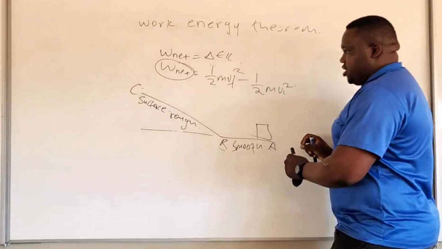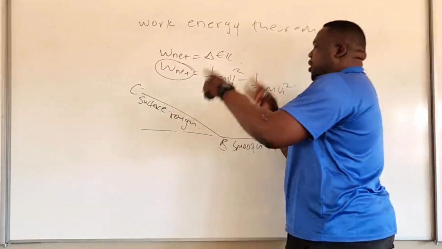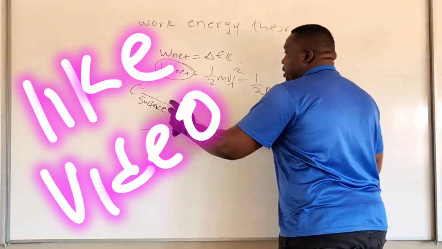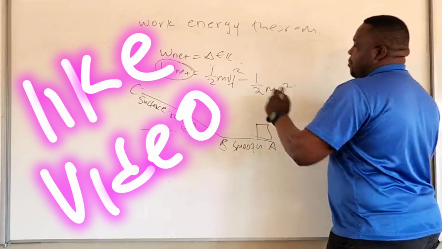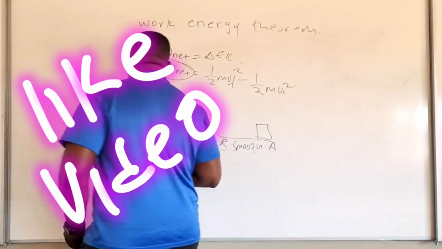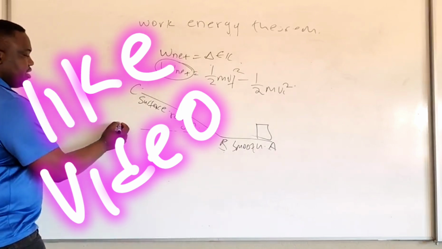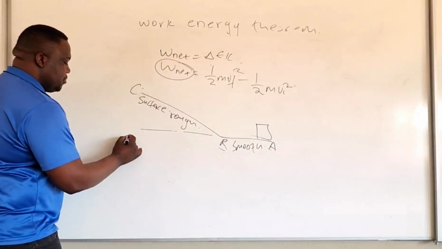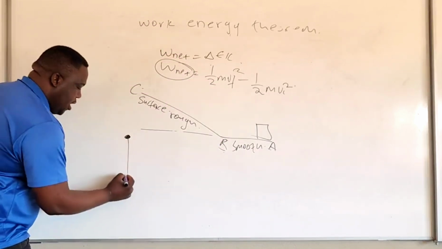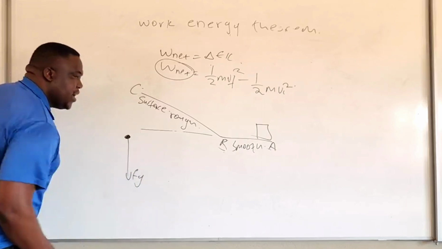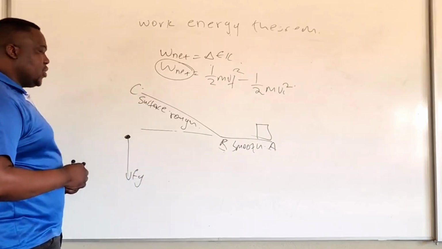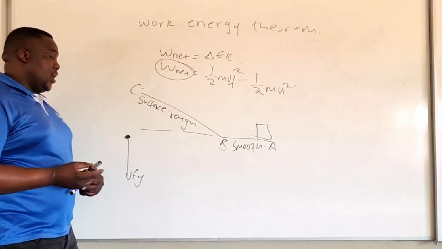Here a box is pushed from A to B, then it moves on its own from B to C. It means there is no applied force. So let us draw a free body diagram for this scenario. Here's a free body diagram. We draw a dot, then FG, a line which is vertically down.